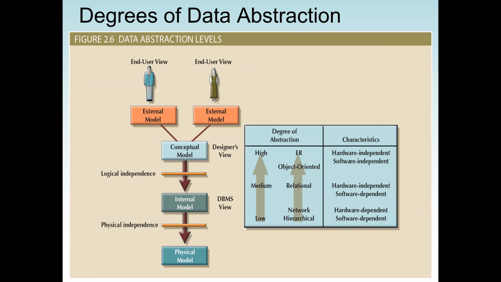The degree of abstraction too is very important. Here we can see the end user view, the external model. Before that, we have the conceptual model, which is the designer's view. Then we have the logical independence, then the physical independence. So we can see the pyramid of degree of abstraction from high to low. High is the entity relationship, object-oriented. Medium will be the relational. Then low will be the network and hierarchy.